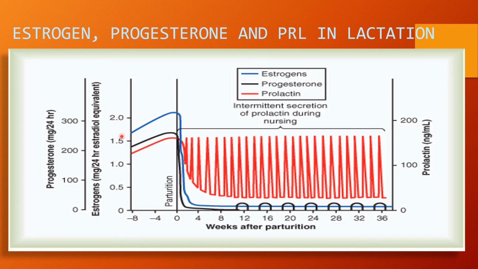So estrogen will increase prolactin, but later on, after parturition, both hormones, estrogen and progesterone, decrease, and there will be regular spikes of your progesterone, a bit of increase, and your prolactin production decreases or increases in response to the suckling effect, with intermittent secretion of prolactin during nursing, along with the influence of both your estrogen and your progesterone.